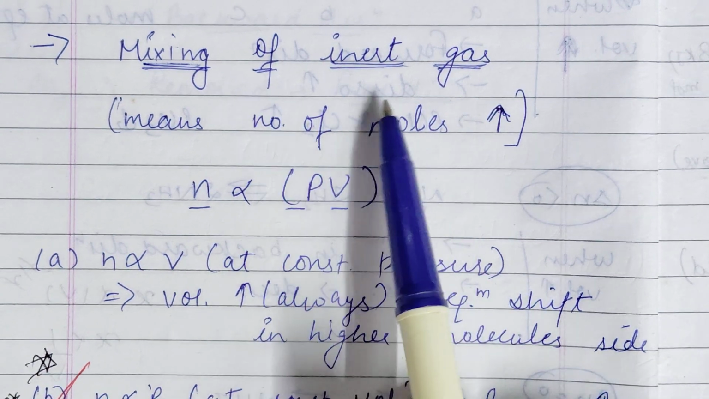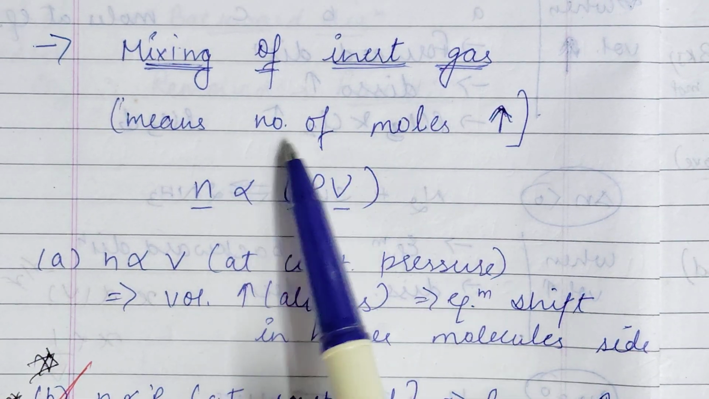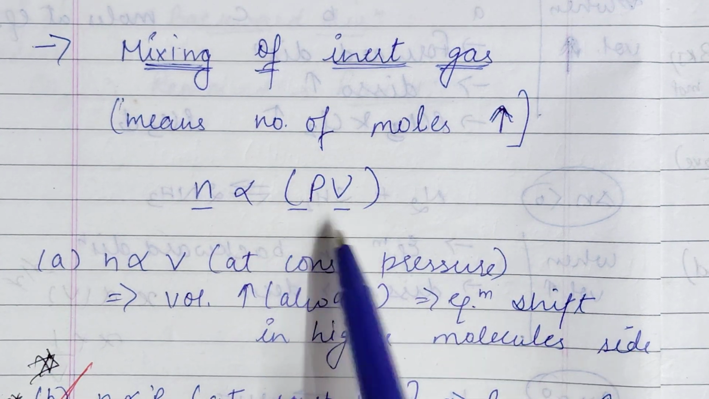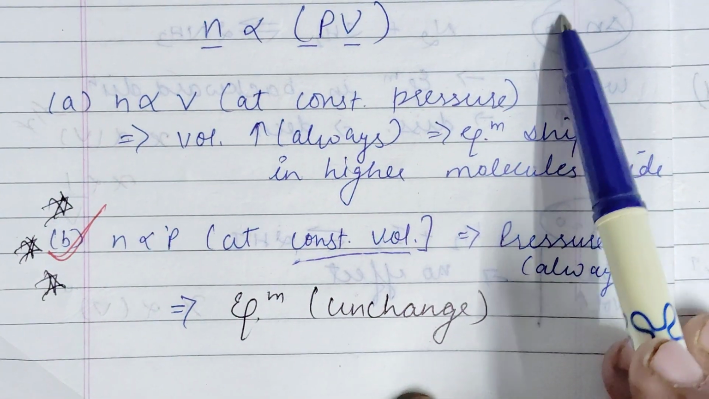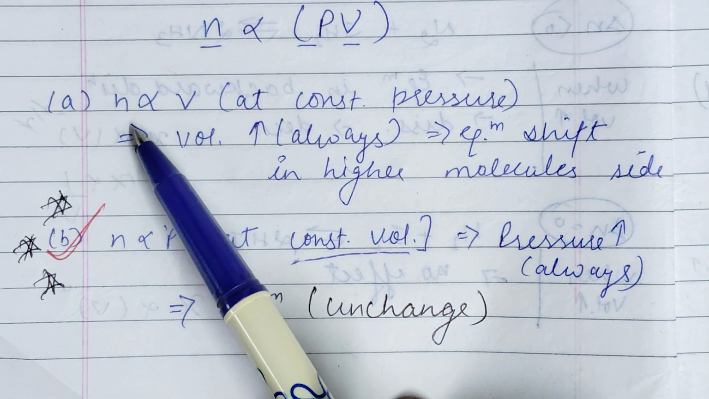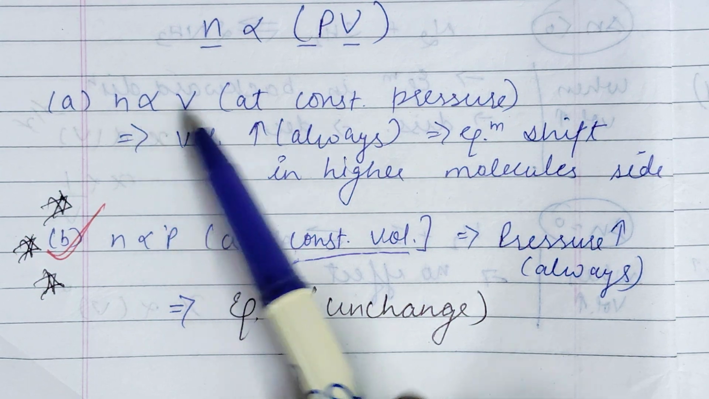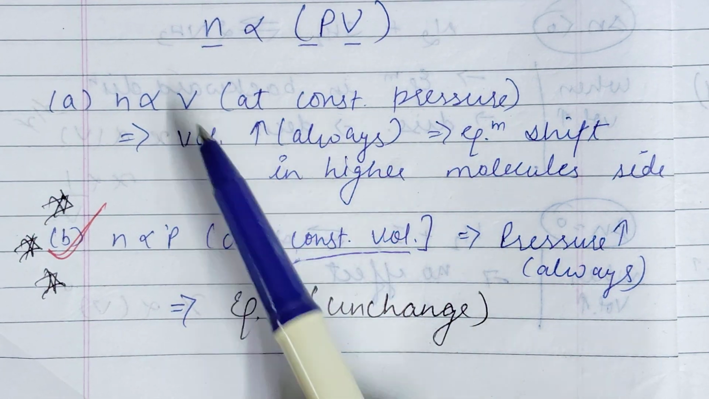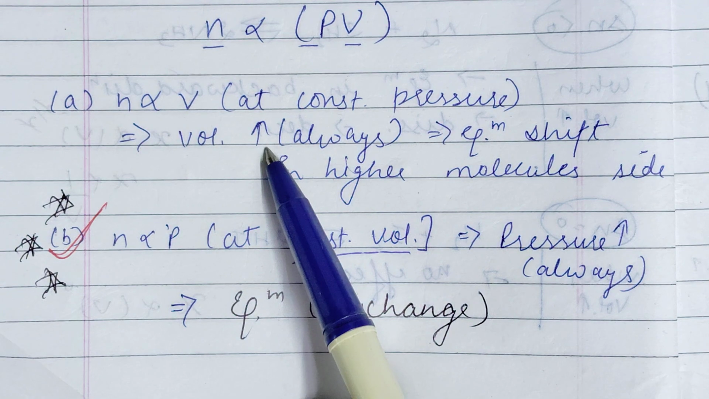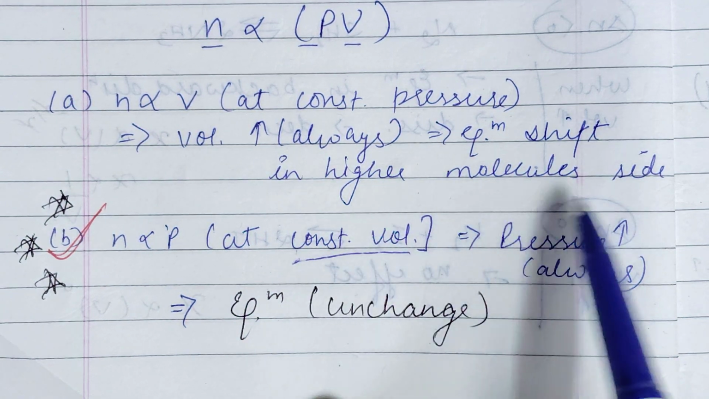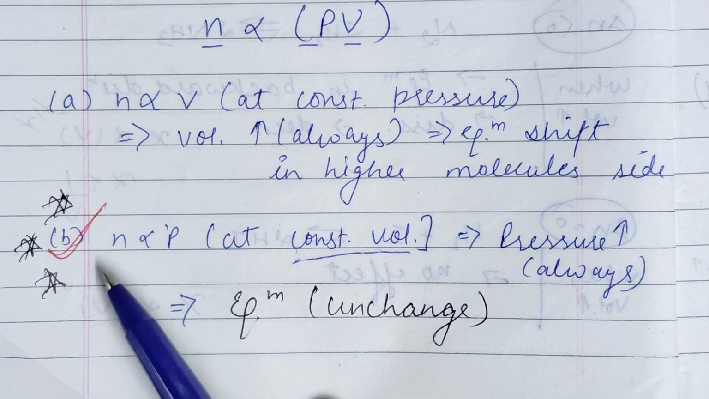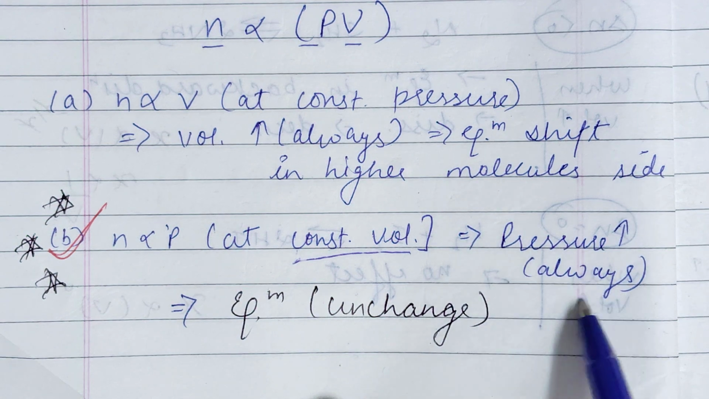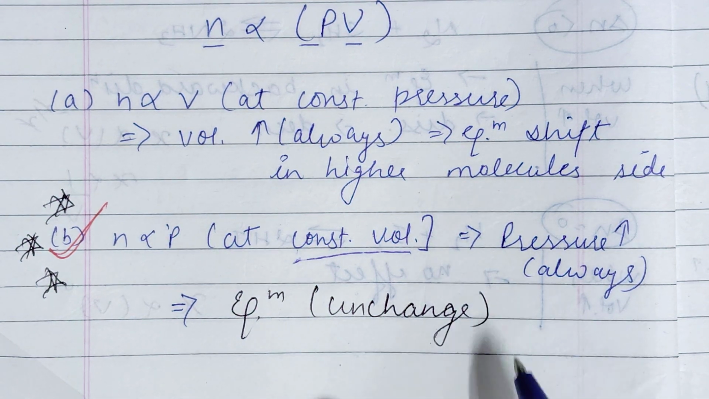Next is mixing of inert gas. It means the number of moles is increased. N is proportional to PV. There are some points. A: N is moles, N is proportional to V at constant pressure. V means volume. If volume increases, the equilibrium always shifts to the higher molecular side. B: N is proportional to P at constant volume. If pressure increases, the equilibrium is unchanged.